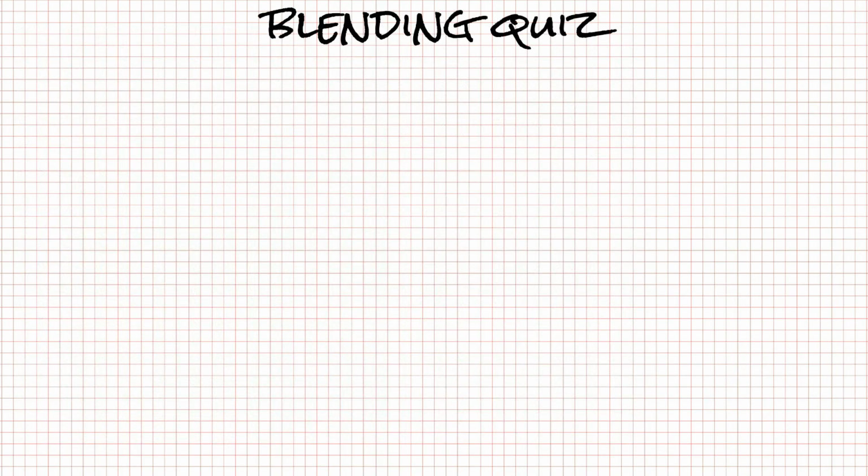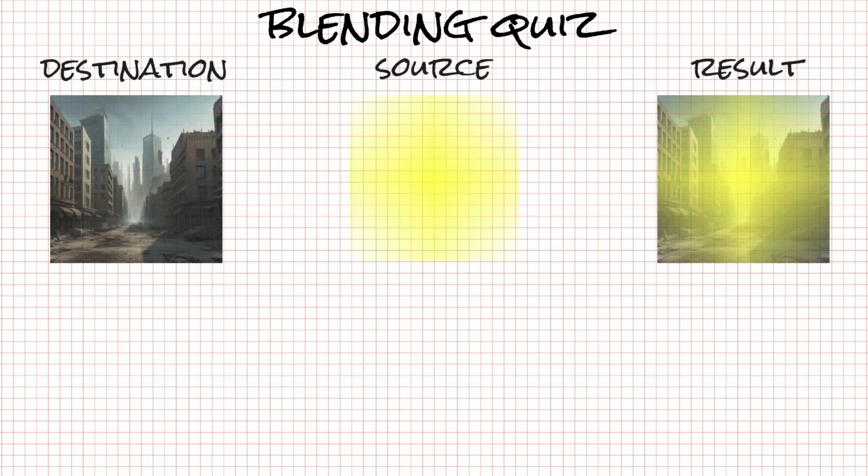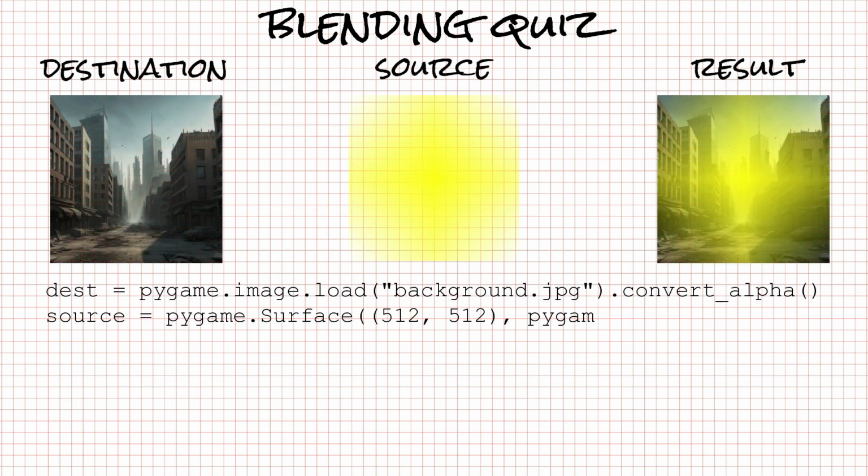Let's do a quick quiz to get you started practicing with these blending modes. You can pause the video and think about your answer before I reveal the correct answer. On the left is the destination surface created with dest equals pygame.image.load background.jpg.convert alpha. No tricks, it's the same full opacity JPEG from the video. In the middle is the source surface created programmatically.